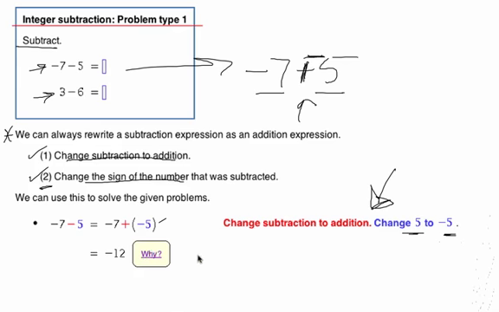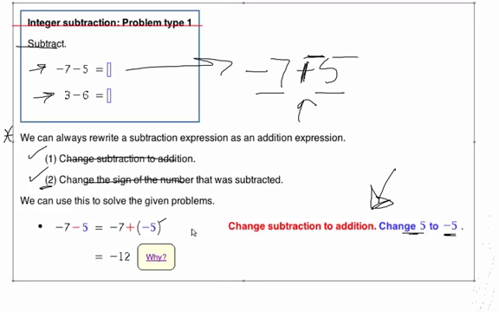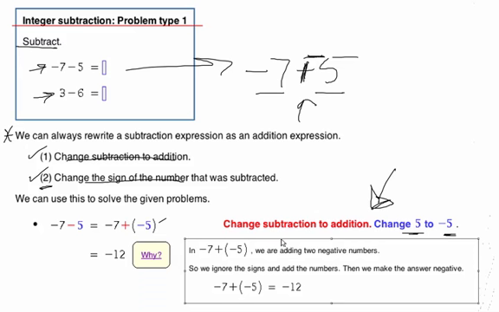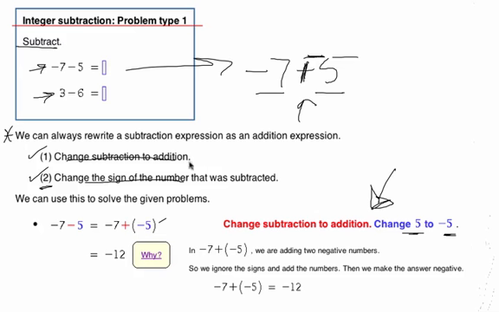And see this little y? You ask why? Here's why. When we're adding two negative numbers, we ignore the signs at first because both of the signs are the same. So we just add them up. 7 and 5 is 12. But the answer has to have the same sign as both of the others. So that means the answer has to be negative.